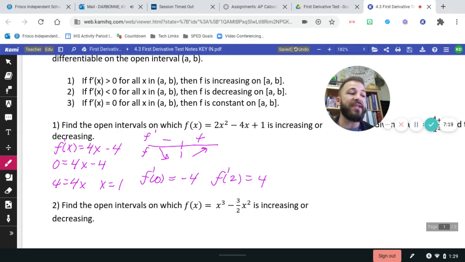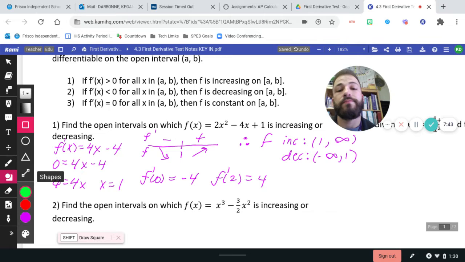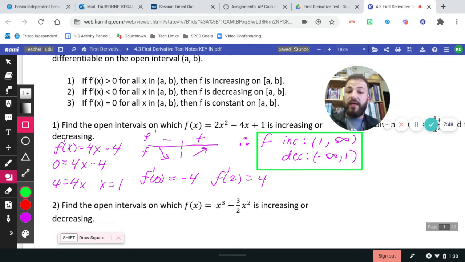Okay. So now what do I do? For my answer, I'm just going to state where it's increasing or decreasing. So by this information, therefore, I would say f is increasing on the interval 1 to infinity. And I'd say that f is decreasing on the interval negative infinity to 1. And that's it.